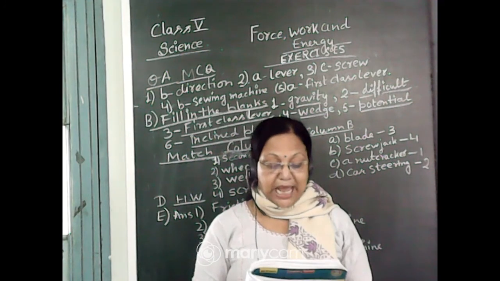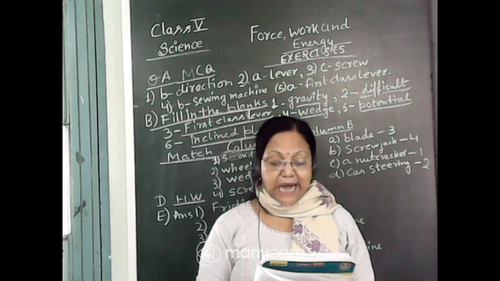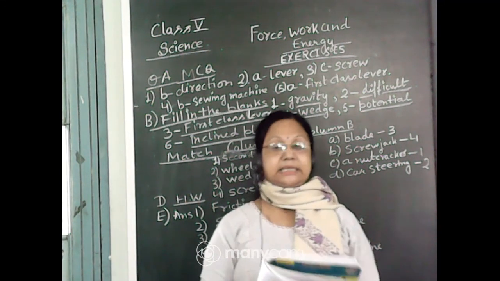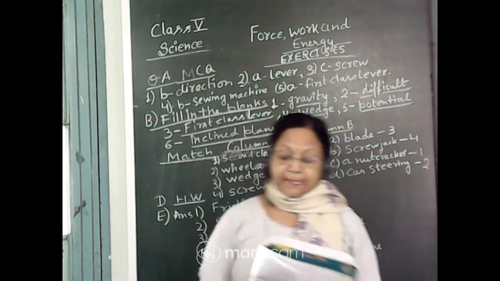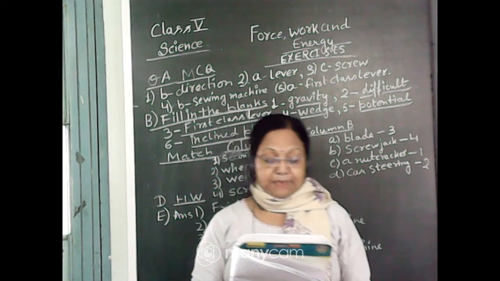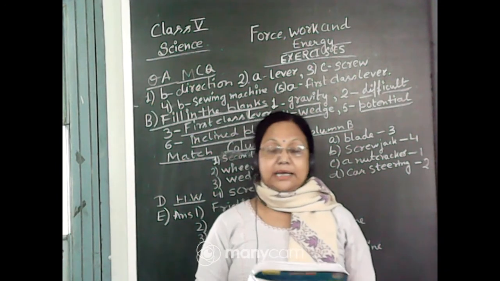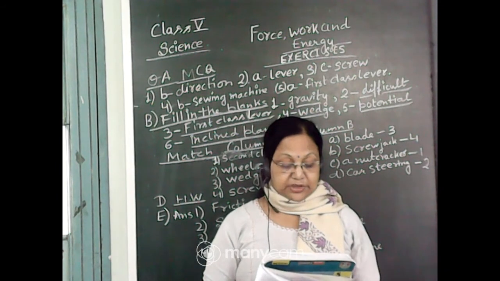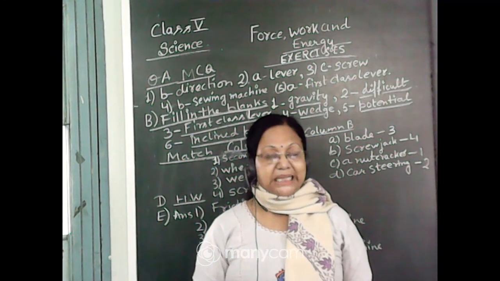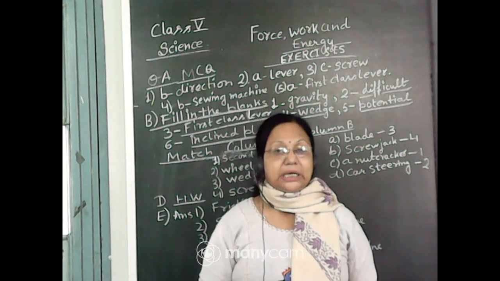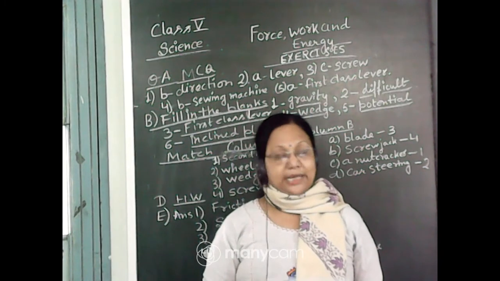Now fill in the blanks. The force by which the earth attracts an object towards its center is called gravity. Now number 2: friction makes it dash to slide heavy objects across the floor. It is difficult because the frictional force always acts opposite to the force, so any kind of force.